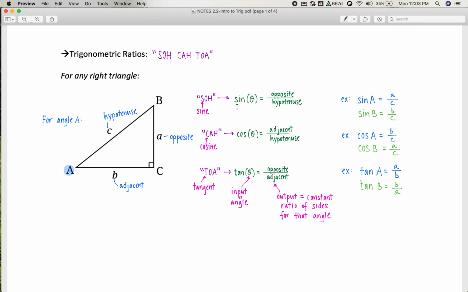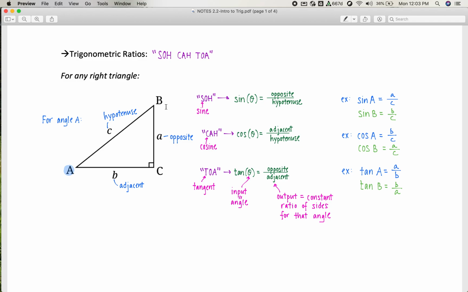So when I'm using the sine function, I'll input an angle, and what it outputs is this constant ratio of sides, the length of the opposite side compared to the length of the hypotenuse. Now notice over here, if I'm using angle A as my reference point, that sine would be opposite over hypotenuse. That would give me A over C.